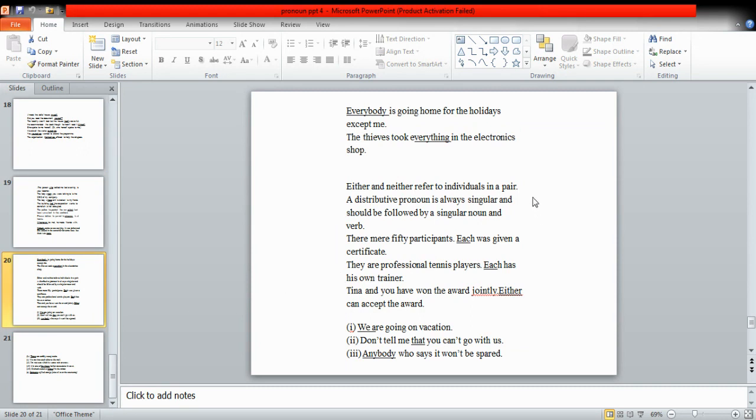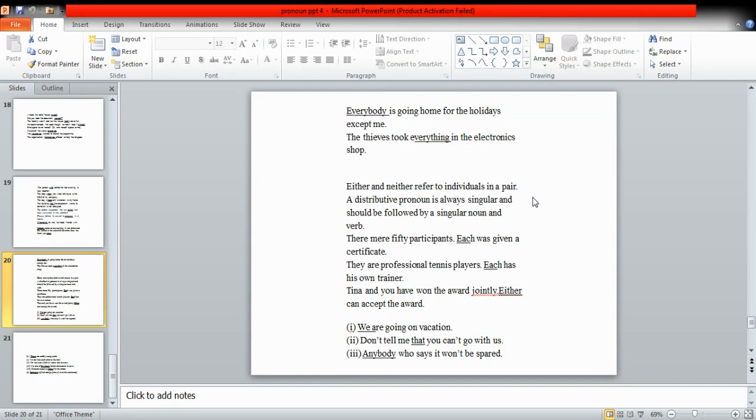Everybody is going home for the holidays except me. The thieves took everything in the electronics shop. So everybody, everything, nothing, none, nobody: these are all words which are used as indefinite pronouns.